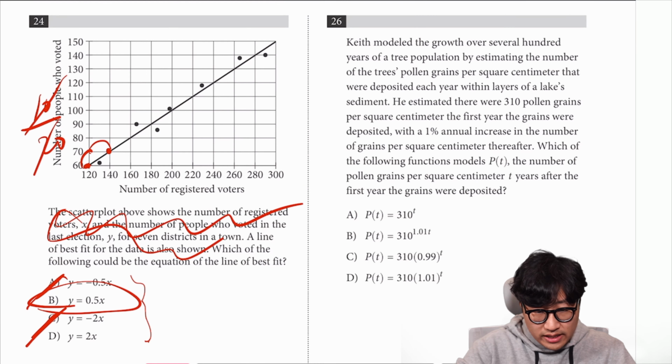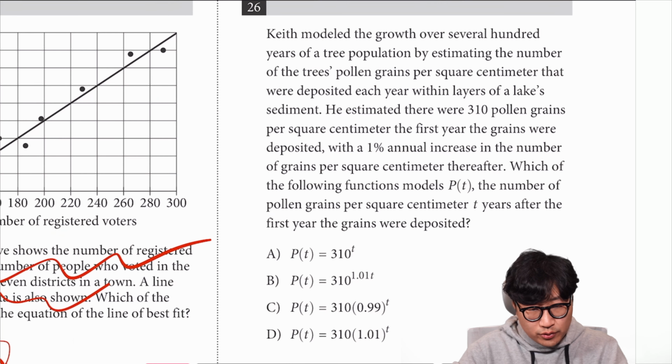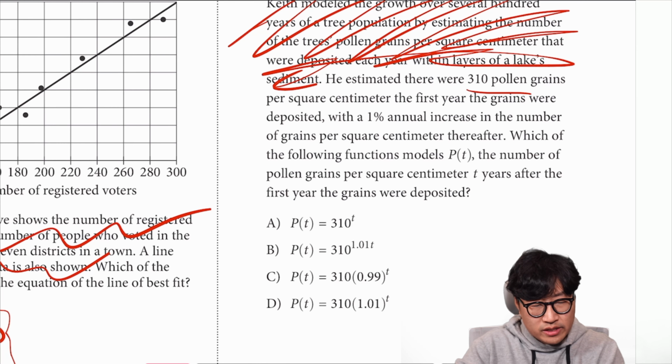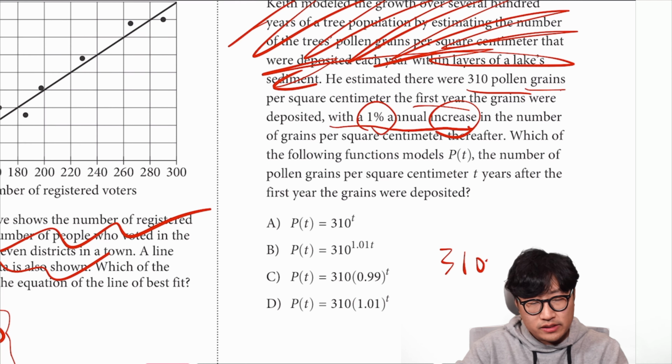Next, number 26. Keith modeled a growth over several hundred years. Okay, so he estimated that there were 310 pollen grains per square centimeter the first year. So we start with the 310. And then what happens? With a 1% annual increase. So a 1% increase just means 101%. So multiply by 1.01, another 1.01, and on and on.